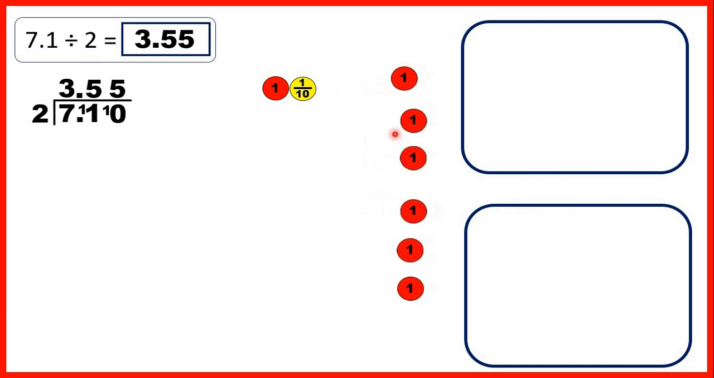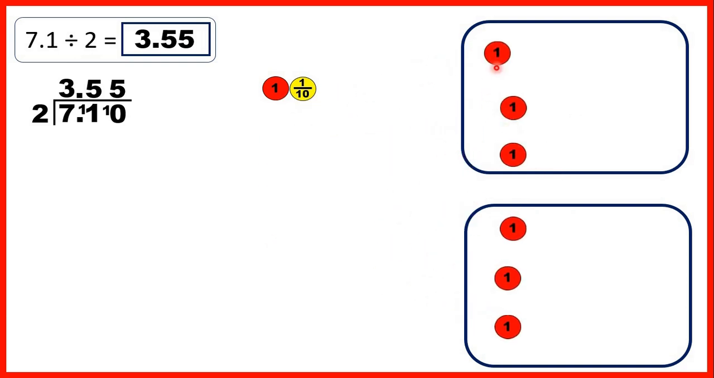Finally, we had 7.1, so 7 ones and 1 tenth, and we were dividing by 2. We can share out 6 of these ones to give us 3 ones in each group, so that's why there's a 3 in the ones digit of our answer.